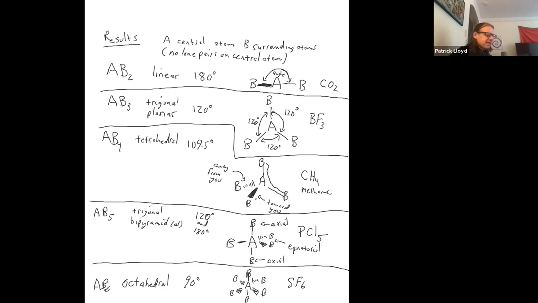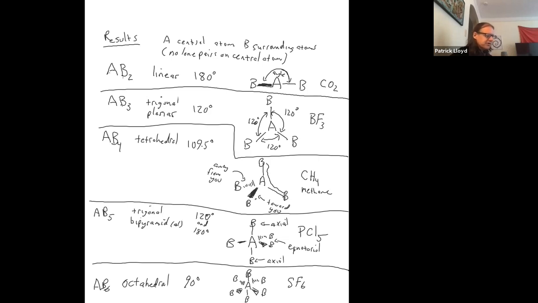Okay. Now, in practice, what you do is you draw the Lewis structure, and if you find that there are no lone pairs on the central atom, then you just use this table right here. It's AB2, no lone pairs, it's linear.